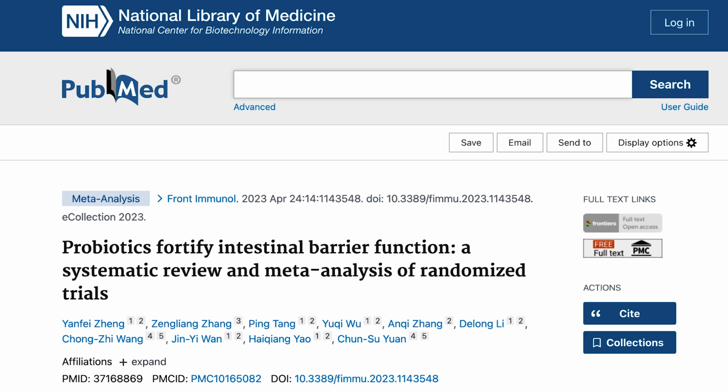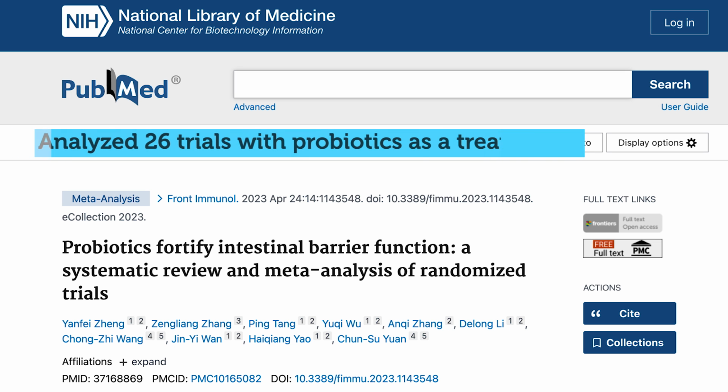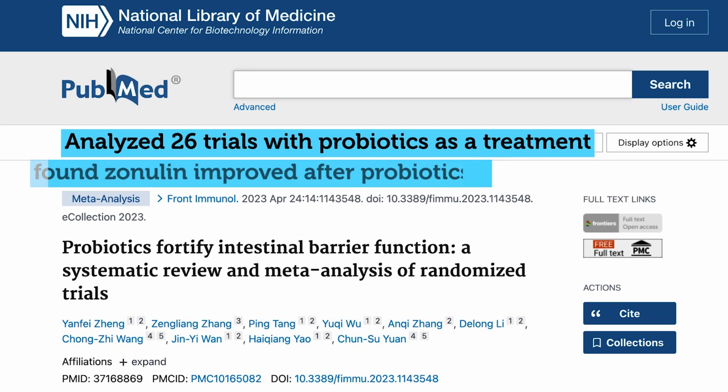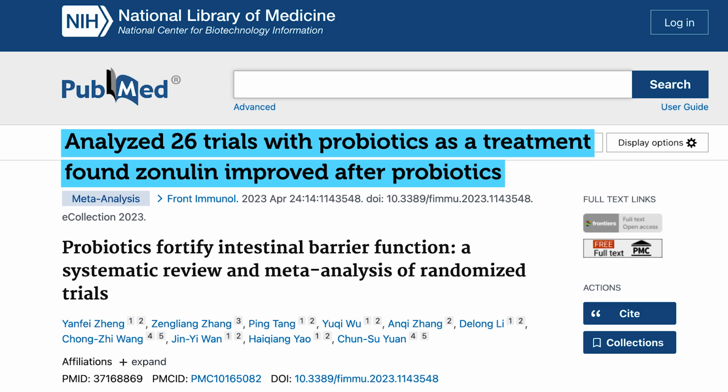Partially. We've discussed in the past one of the best meta-analyses. And again, why a meta-analysis, especially in this case, is so important: look at all the studies. It's very hard to sort of eyeball and say, well, it looks like there's a correlation. So Frontiers in Immunology, great journal, 2023, they analyzed 26 trials looking at probiotics as a treatment. And they found there was a correlation with zonulin improving after treatment with probiotics.